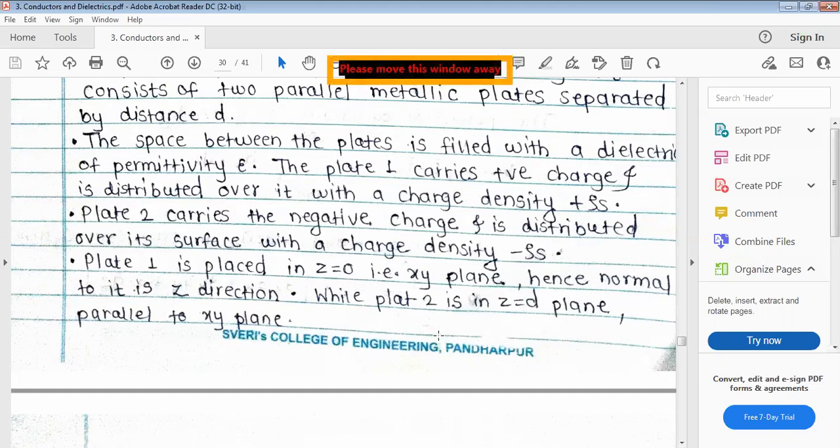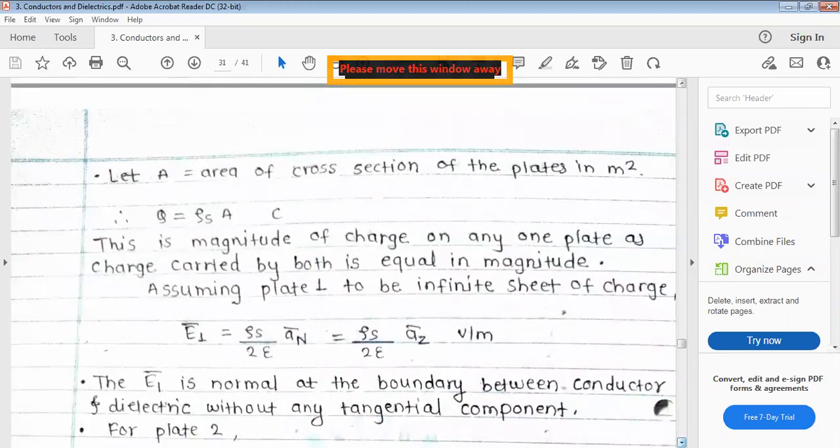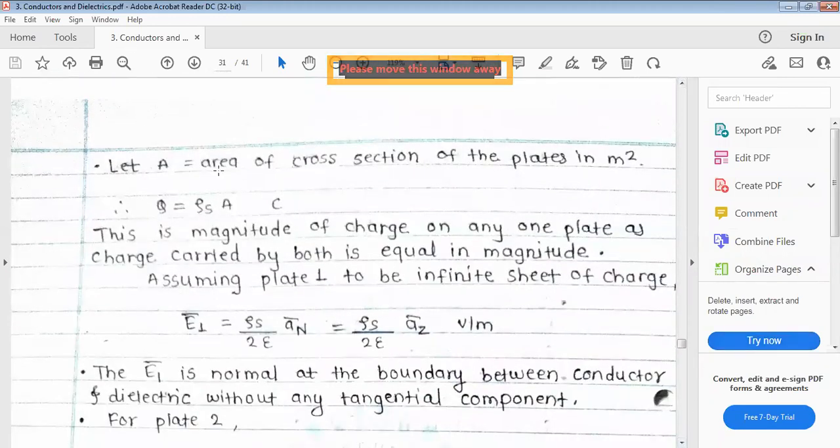with distance d. With distance d means the plane z equals d, parallel to the xy plane. Here, let capital A be the area of cross section of the plates in meter square. So the total area of cross section of the plates is A, in meter square. Therefore, Q is equal to rho S into A.